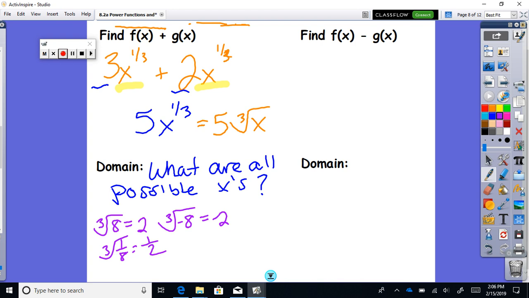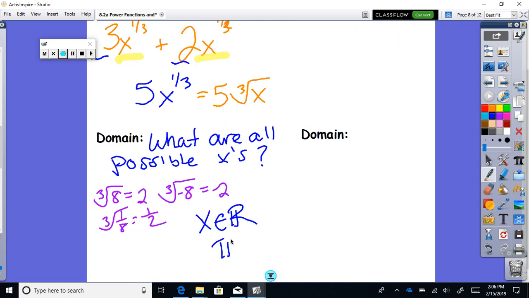So I could take the cubed root of any real number, including positives and negatives and everything. And so since I can plug in anything I want into there, it's all real numbers. So remember, formally that'd be written as x is an element of the real numbers. And you could also just say, my domain's all real numbers. Could write in a set notation, all x's from infinity to negative infinity. Okay, this is the one I prefer.